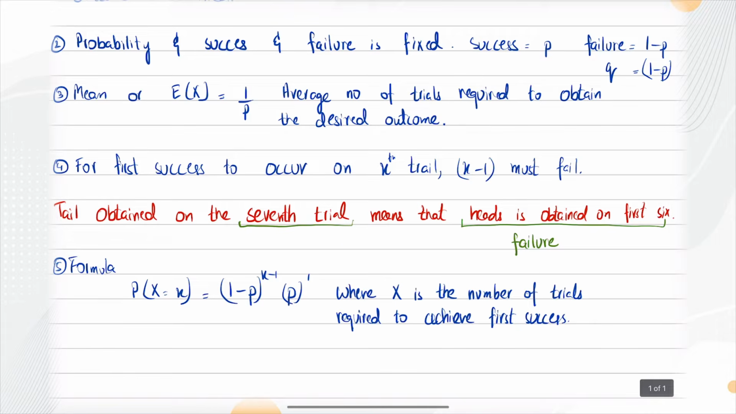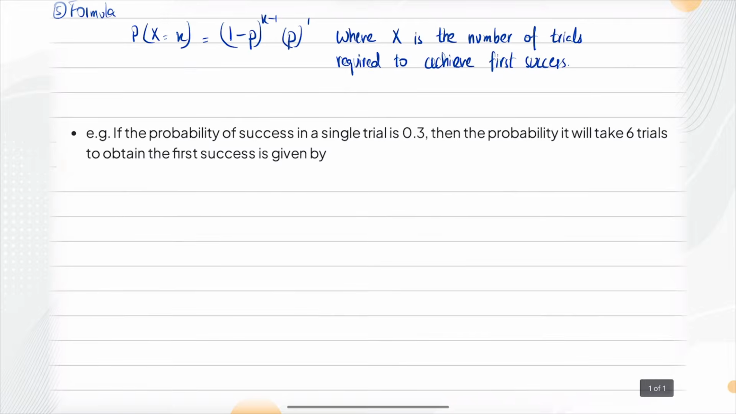Now let's look at an example question so that we're better able to understand. It says here, if the probability of success in a single trial is 0.3, then the probability that it will take 6 trials to obtain the first success is given by. That's what we have to find out. First of all, what is the probability of success? It is 0.3. That means the probability of failure, Q, will be 0.7. You can call it 1 minus p or q, it doesn't matter.